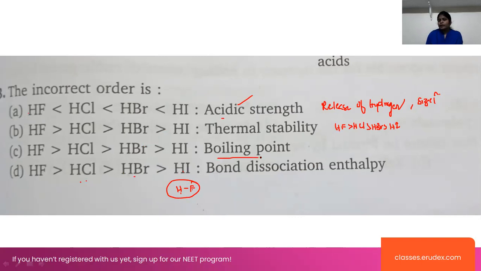Next one is the boiling point. In the case of boiling points, HF has the highest boiling point, after that HI, and next HCl, HBr. This is the general order of the boiling point. Due to hydrogen bonding between HF molecules, it possesses the high boiling point. As van der Waals forces increase, the boiling point is directly proportional to the molecular mass. So this order will change in this direction, right? So the incorrect order is this one here.